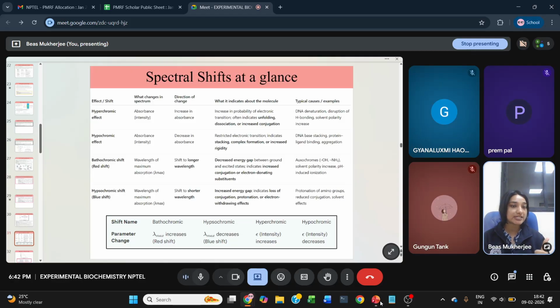So solvent polarity increase and oxochromes are there. pH induced ionization. All of these different things are happening. And then there is blue shift. So protonation of the amino acids. We know about this. We have studied in the previous class. Okay. So amino acids are accepting H plus ion, that is called protonation, reduced conjugation and solvent effects, etc. All of these results in blue shift.